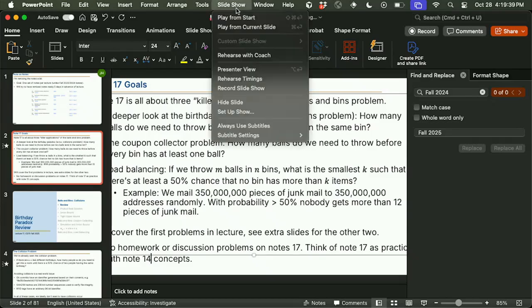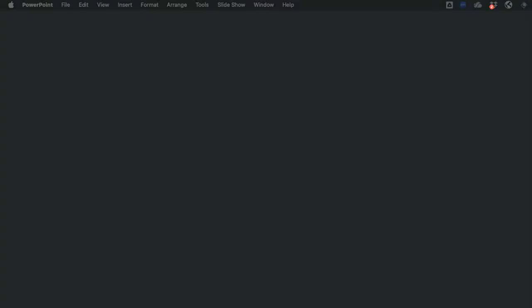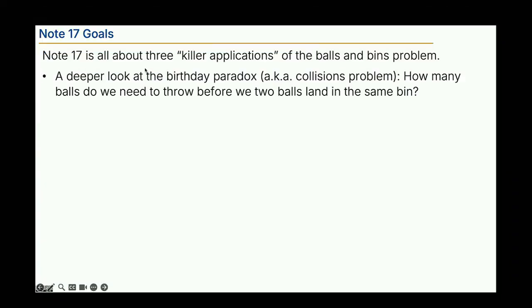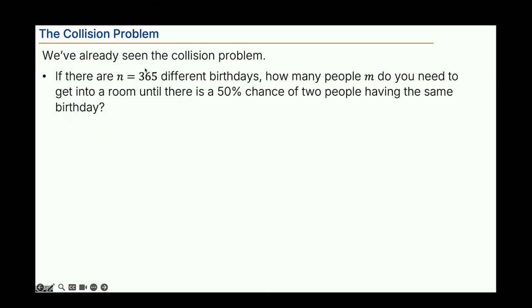Okay. All right, so let's jump in and do the birthday paradox. So this is going to be a little bit of review. Maybe this is good for you, maybe it's not. But I'm just going to review what we know. So we've already seen this collision problem, the birthday paradox. And we're going to start with just the review, and then we're going to do something new involving union bounds.